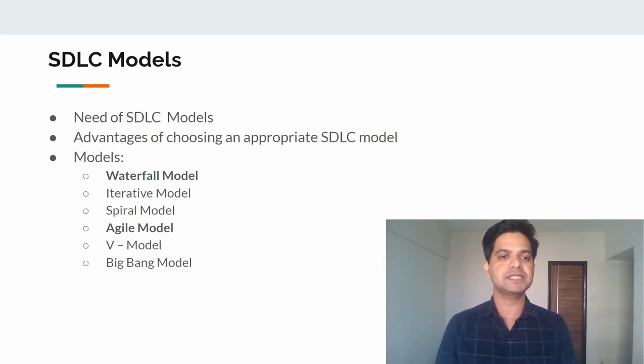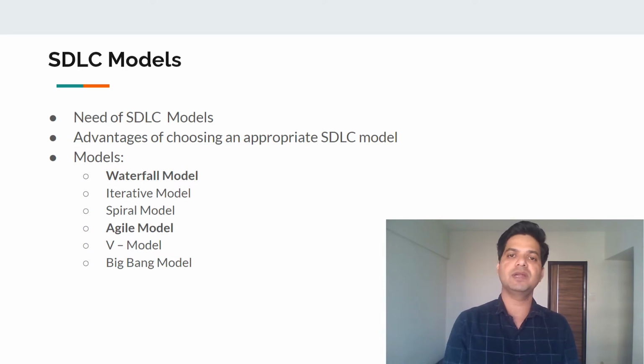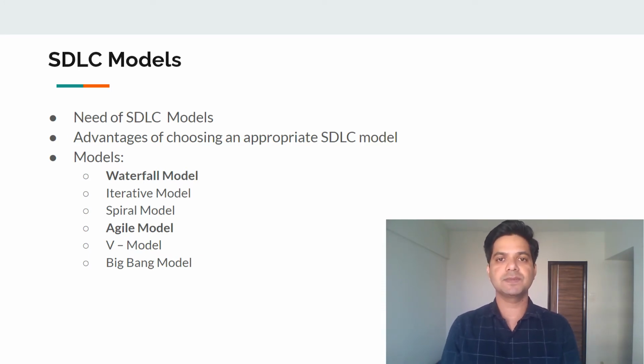There are various types of models that have been defined by various universities or institutes as well as professionals, and some of them are noted over here, which mainly consist of the waterfall model, iterative model, spiral model, agile model, V model, and Big Bang model. In subsequent slides, we'll be mainly focusing on and discussing the traditional ones. Most of the time the models which get used are the waterfall model and the agile model, so we'll discuss these two models in the subsequent slides.